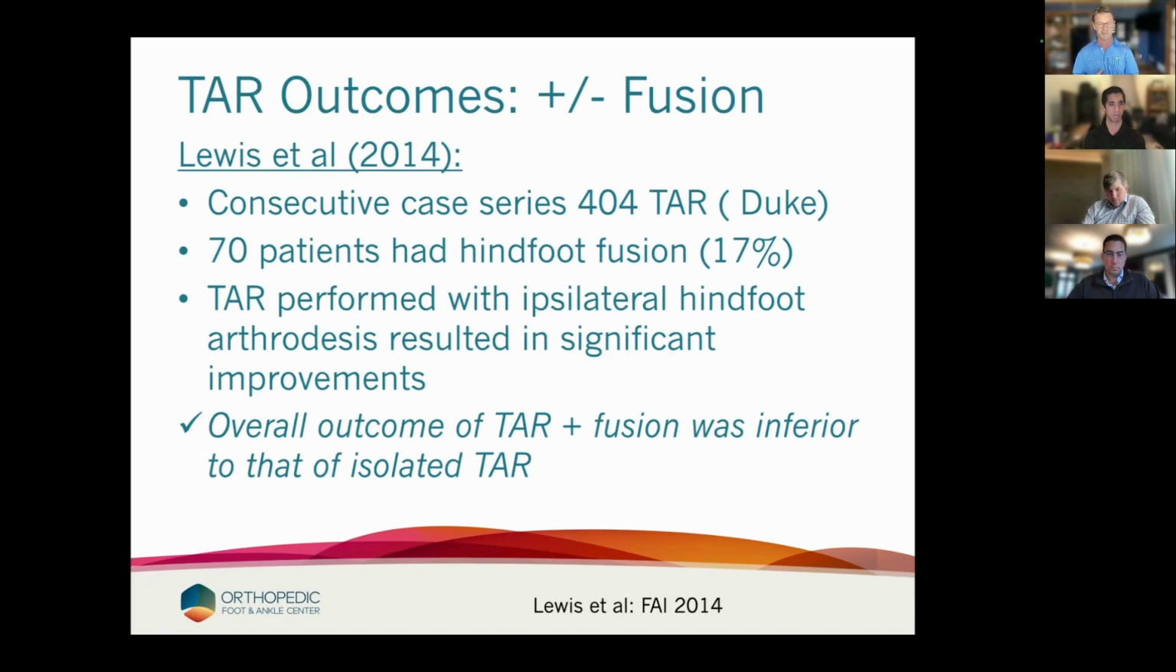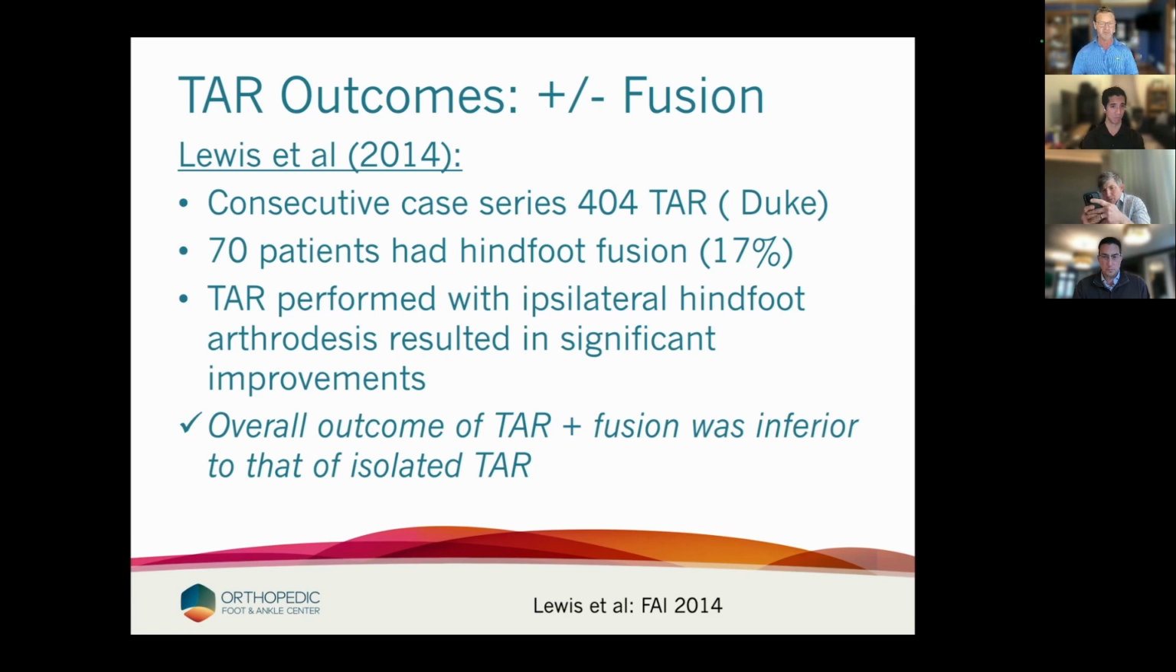So this is Duke research coming out of 2014. They had 404 consecutive total ankles. 70 of those had a hindfoot fusion. So a 17% rate of hindfoot fusions. And total ankle performed with ipsilateral hindfoot arthrodesis resulted in significant improvements for patients.